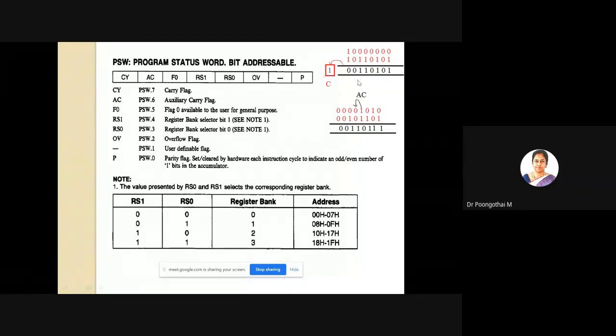And parity depends on your result. Odd number of ones, the parity flag will be set. Even number of ones, the parity flag will be reset.